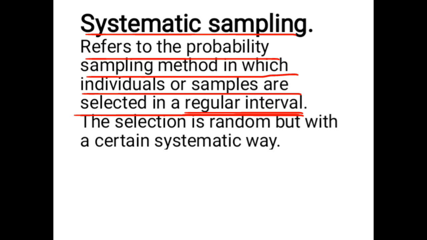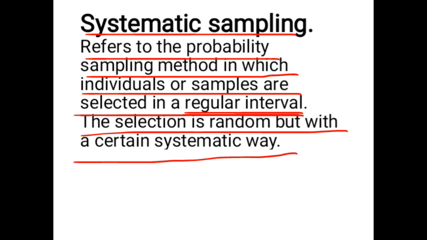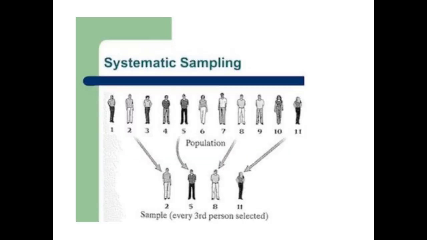For instance, you start with the first individual, maybe you arrange the individuals in a line. When you select a first individual, other individuals will be selected using a regular interval. Maybe after 2 or after 3 individuals you select another individual, but the arrangement of individuals is done randomly. But the selection is done at a regular interval. We say the selection is random but in a certain systematic way. Let's see this illustration.